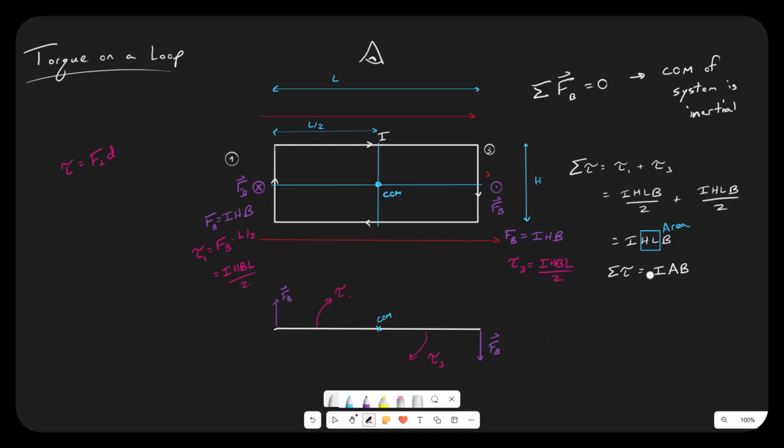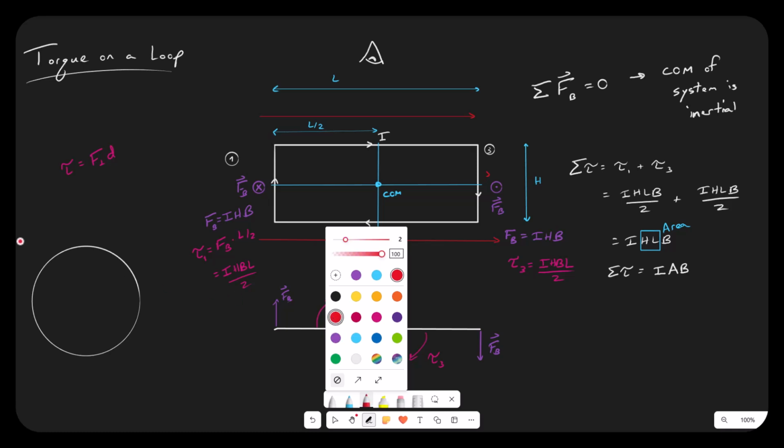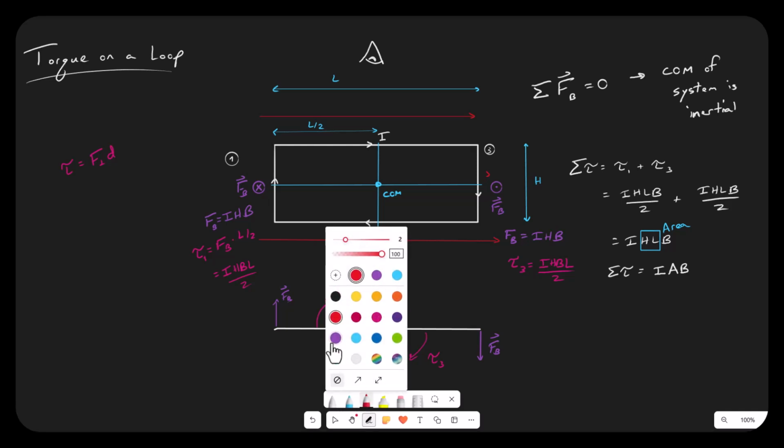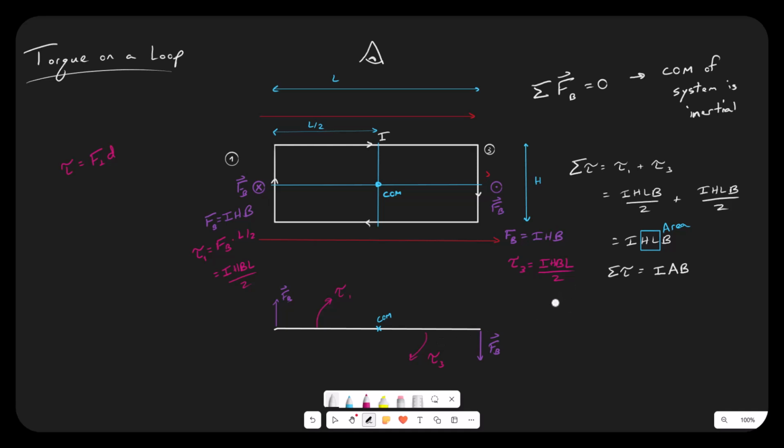The reason that I'm writing it this way, I worked this thing out for a rectangular loop. If I were working this out for a circular loop, it turns out that I would get the same result. So I've still got this area, just then my area is going to be pi r squared instead. It's nice to develop this with a rectangle, just because it's a little bit cleaner.